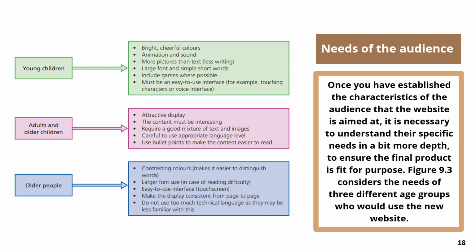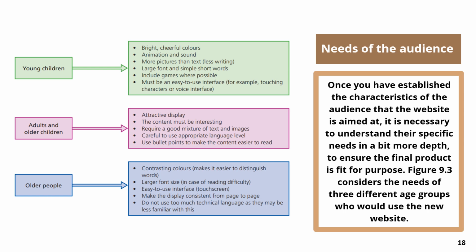For adults and older children, the interactive display needs to be there. The content must be interesting. It requires a good mixture of text and images. Be careful to use an appropriate language level, very important. Because they are still adults and older children, you have to be careful. Use bullet points to make the content easier to read.